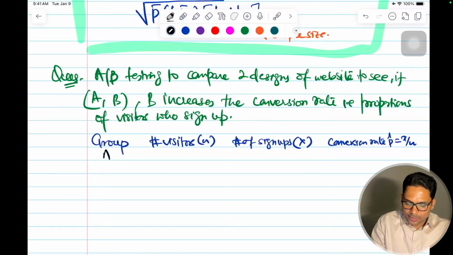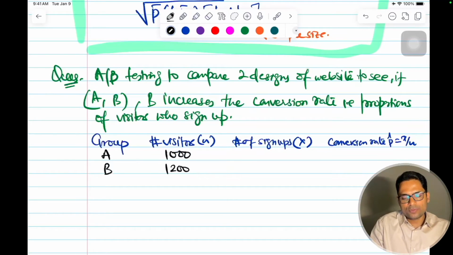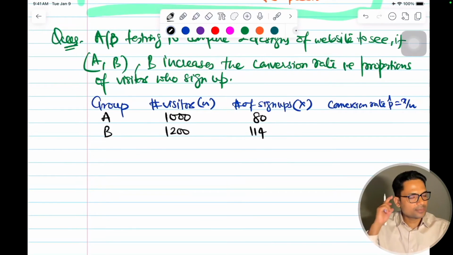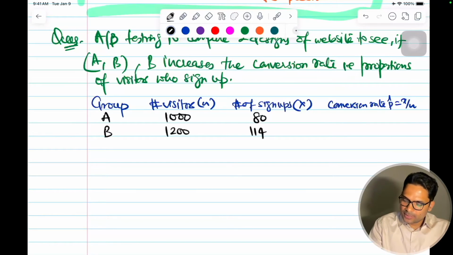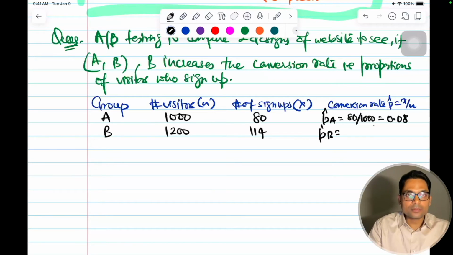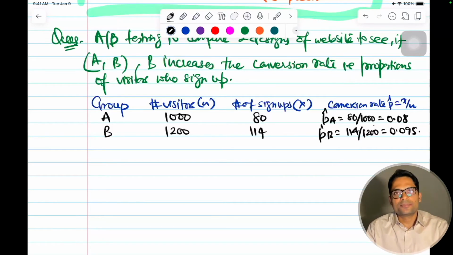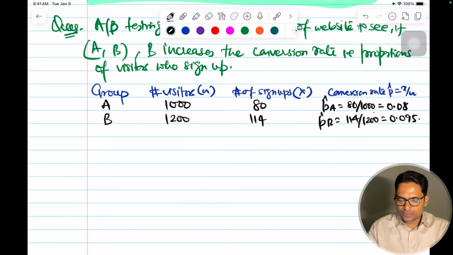So let's write, there is group A, group B. Say for example here 1000 visitors, and in the group B you have 1200 visitors. Here 80 people signed up, here 114. I'll do the maths, and I'll leave up to you to verify that quickly. And what will be my conversion rate here? So if this is A, PA will be 80 by 1000. So this is clearly 0.08. This is simple. And then the proportion for B would be 114 by 1200, and I have computed this already. This comes out to be 0.095. And the numbers you can just put it and validate.